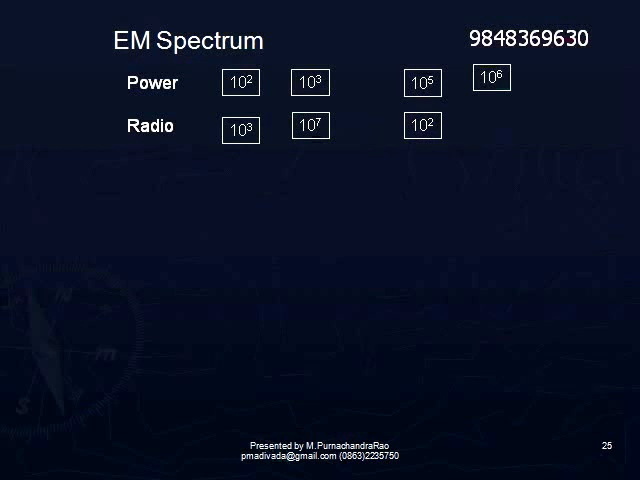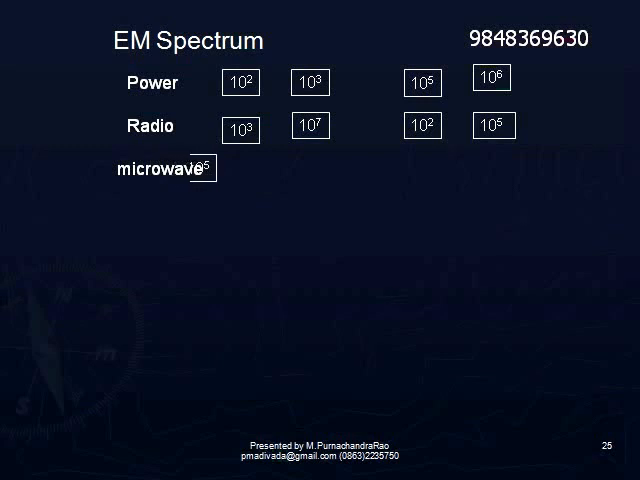Infrared: frequency range 10 to the power of 8 to 10 to the power of 12 Hz, and wavelength range 10 to the power of minus 3 to 10. Visible radiation: its frequency is from 10 to the power of 11 to 10 to the power of 15 Hz, and the wavelength is 10 to the power of minus 6 to 10 to the power of minus 3 meters.